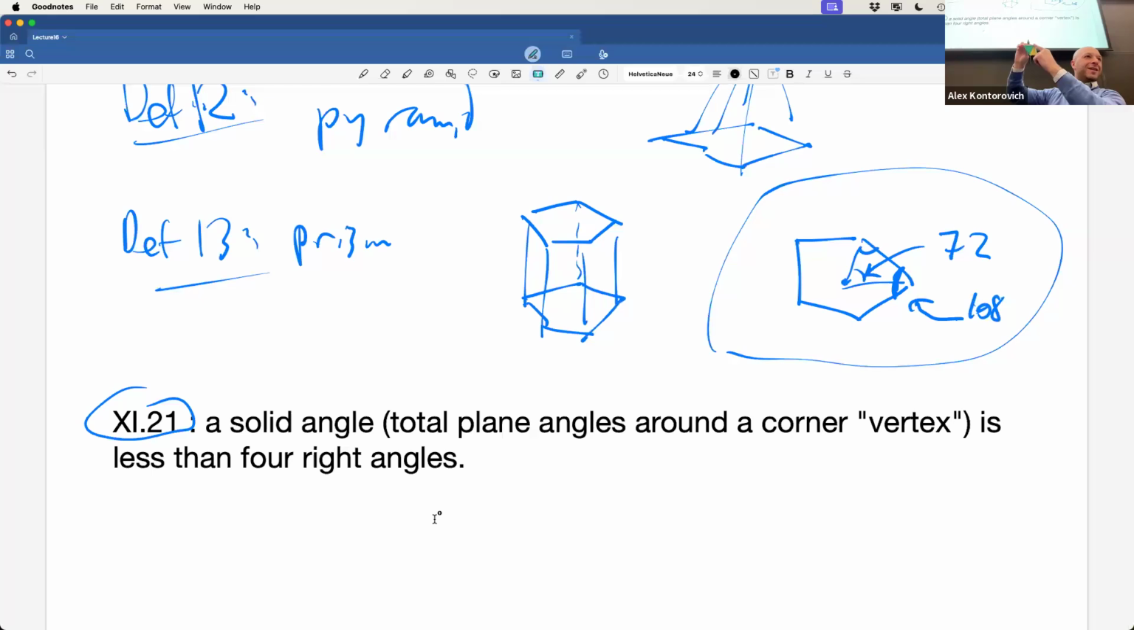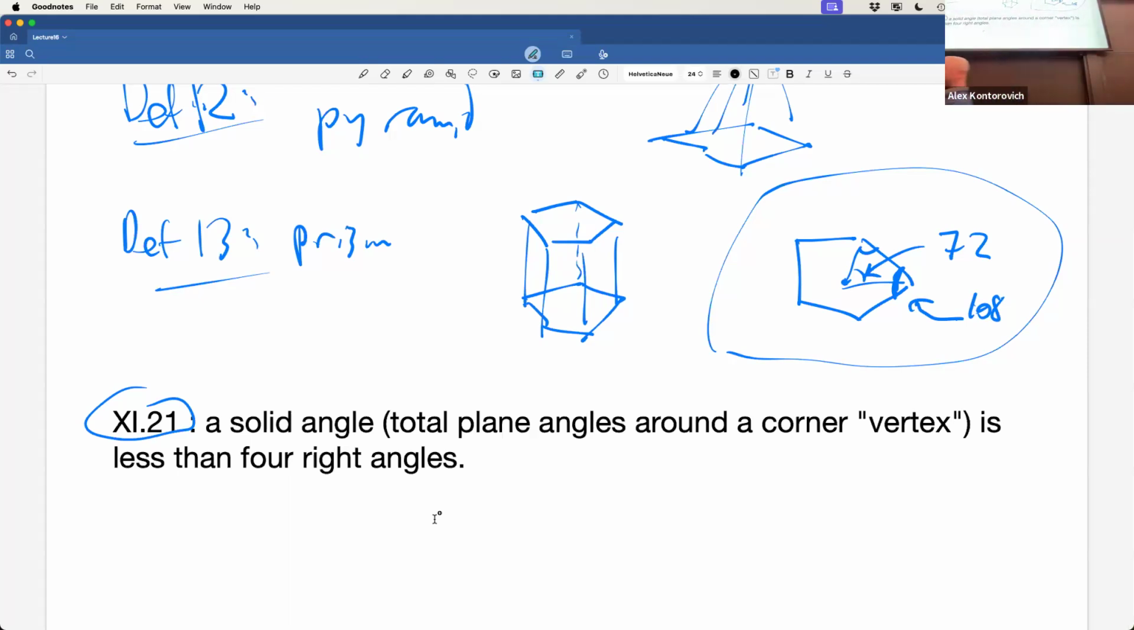Why? What if it was 360 degrees? Then the angles around this vertex would total 360 degrees, which means we've used up all of the angles around it. So it's actually not a corner. It's part of a face. Does that make sense? So it has to be strictly less than 360 degrees around any corner of a solid.